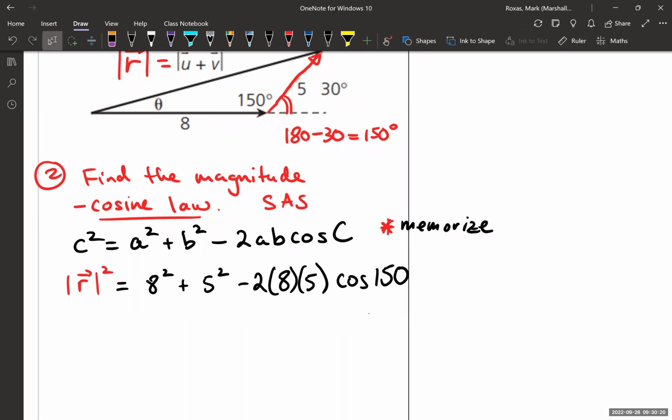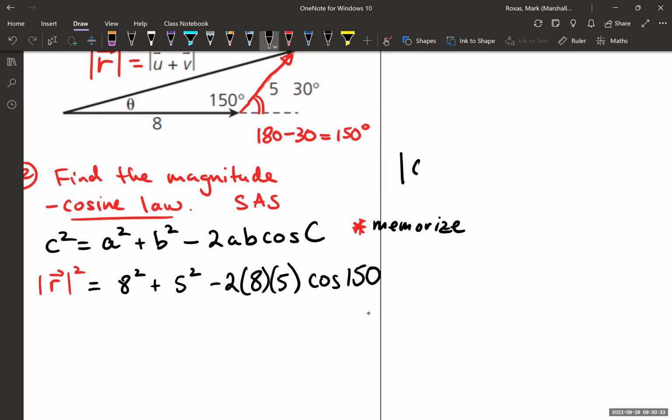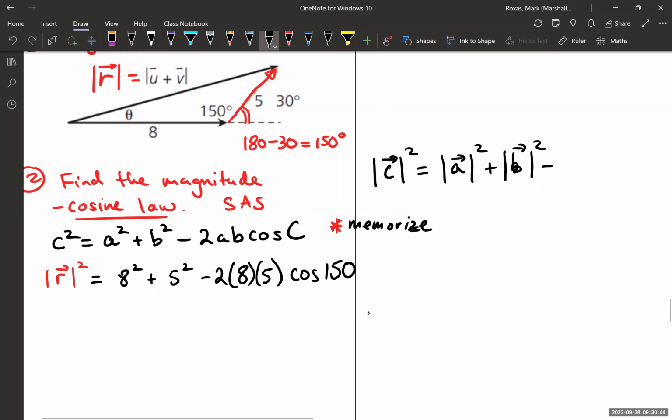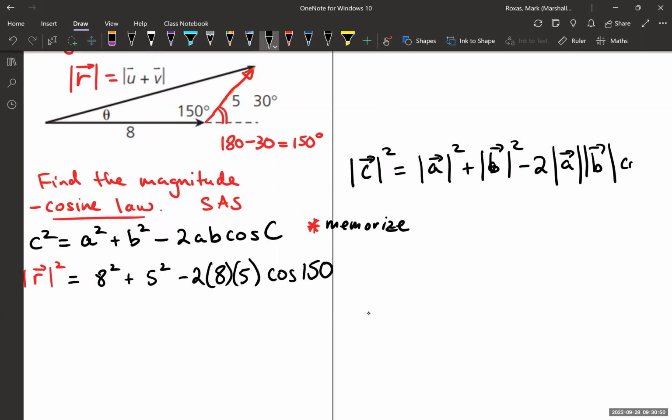Oh yeah, one question that has come up in the past. Well, sir, this is vectors, right? Cosine law is like a scalar formula. Does it really apply? And the answer is yes. You just adjust the cosine law formula, if I can write it here on the side. It's just like the magnitudes of the vectors, right? The cosine law formula should look like this when you're dealing with vectors. So minus 2 times the magnitude of vector A times the magnitude of vector B times the cosine of C.